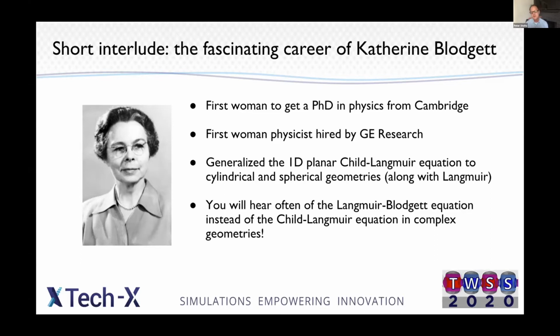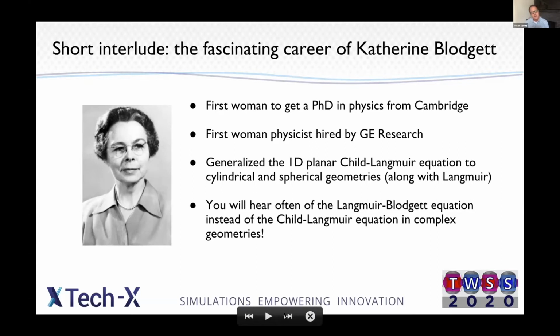So at the end of the talk, when we go back to that MILO, which is a cylindrical system, we'll actually be talking about the Langmuir-Blodgett equation instead of the Child-Langmuir equation. And yeah, so that's Katherine Blodgett. So just a small historical interlude there. Okay, back to physics.